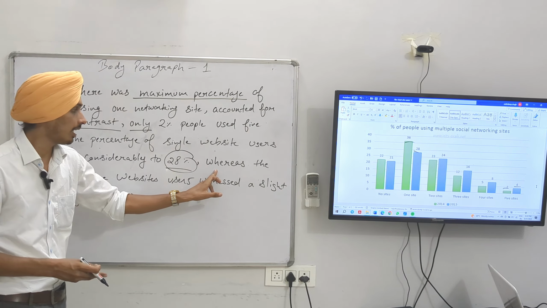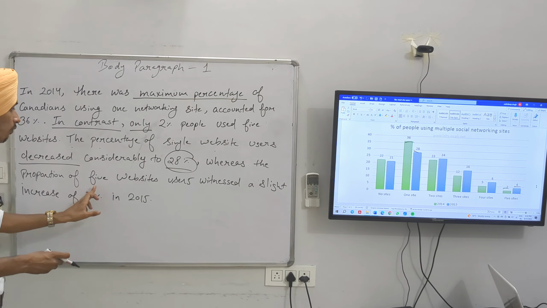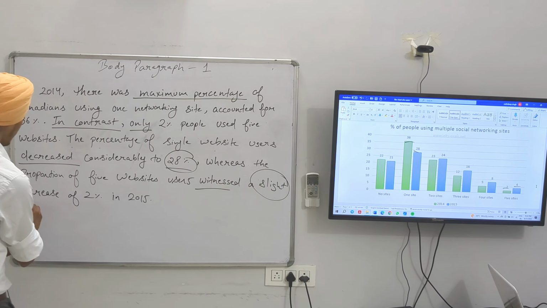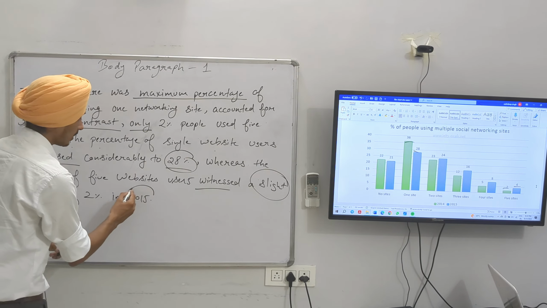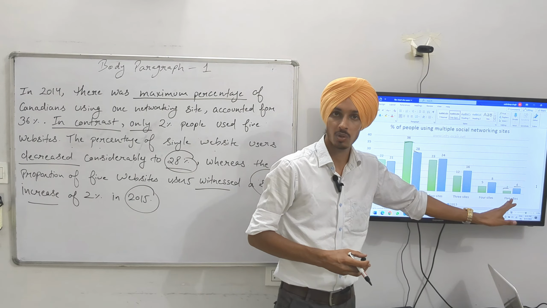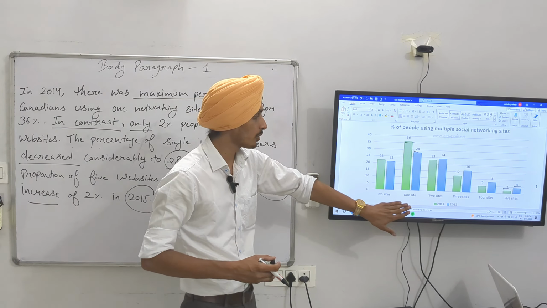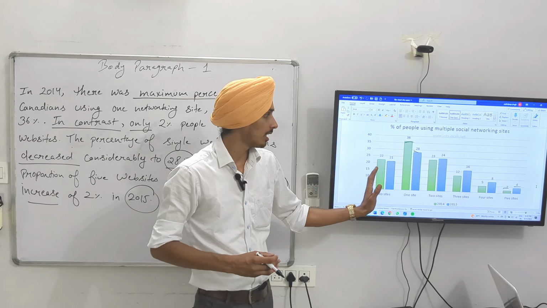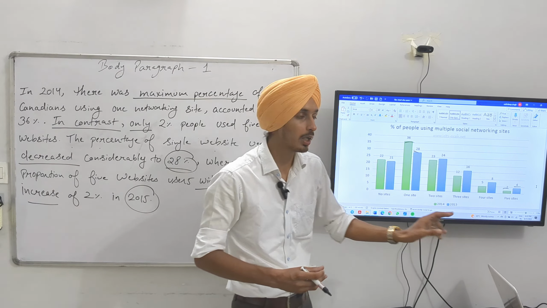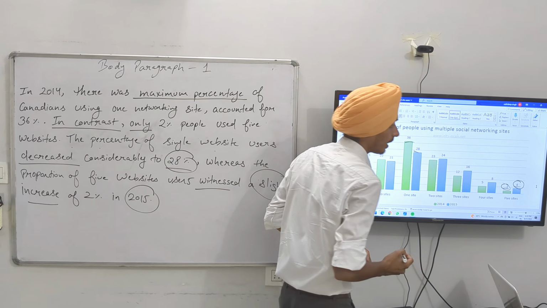Whereas, it is again a great word to compare. Whereas, the proportion of 5 website users witnessed a slight increase of 2% in 2015. I have again compared this with this. So I have completed two categories. I have said that the percentage of people using one site decreased. However, or whereas, the percentage of people using 5 sites increased by 2%. It was 2% in 2014 and increased to 4% in 2015.